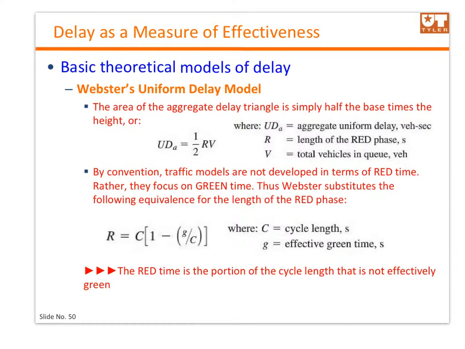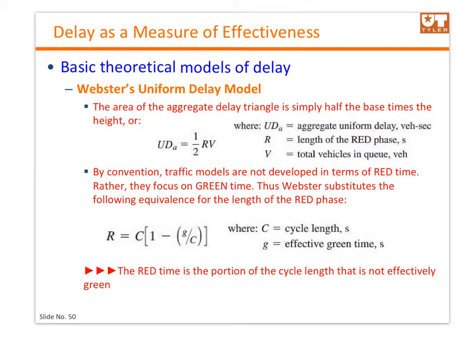Now to get into more of the math behind how we get the area, the aggregate delay has a triangular shape, so we can get the area as half of the base times the height. This is the simple first equation that was developed. UDA, the aggregate uniform delay in vehicle seconds, is simply the area of that triangle: half of the base, which is the length of the red phase R, times V, which is the total number of vehicles in the queue.